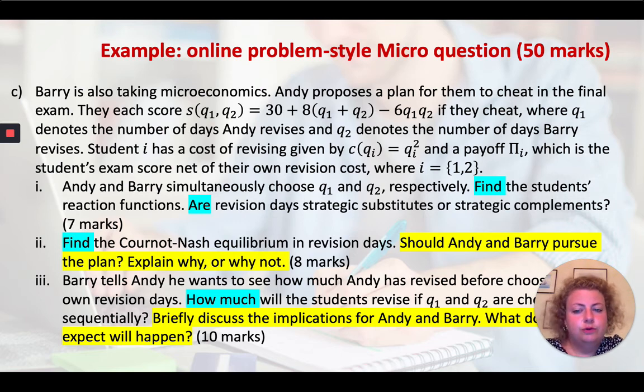The key to this problem is the parts in yellow. In the parts in yellow, students are asked to qualitatively discuss, interpret, or explain the rationale behind the results they get or the answer they provide. So they have to reason based on the mathematical computations. They have to discuss the implications. They have to explore whether the equilibrium is in fact realistic. Is this Stackelberg equilibrium something that we would actually expect to happen?